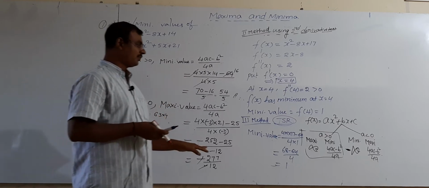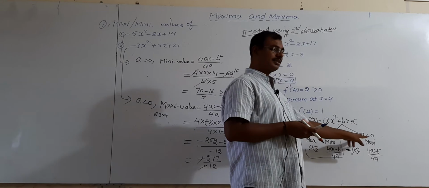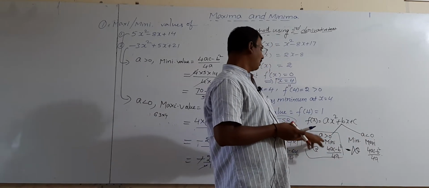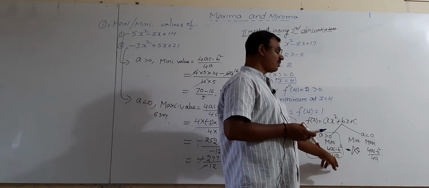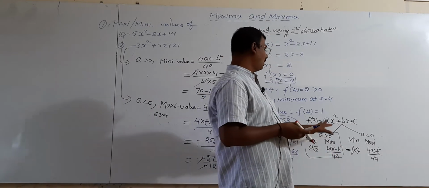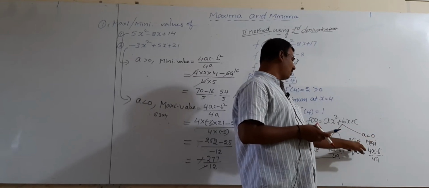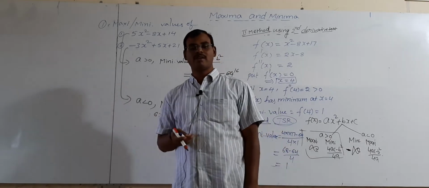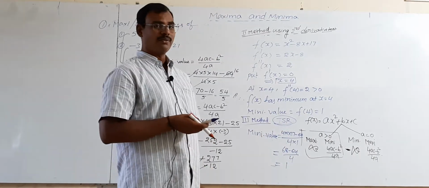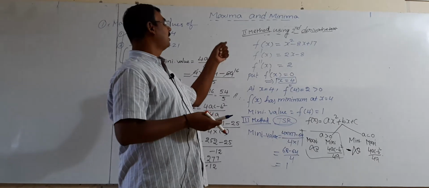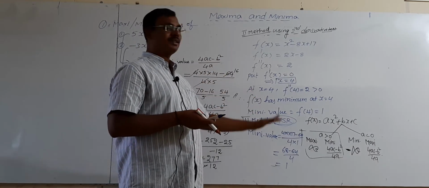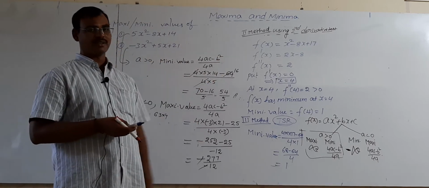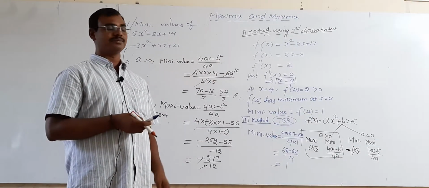Whenever you see the quadratic form, you observe only two conditions. If a greater than 0, maximum is infinity, minimum is (4ac minus b square) by 4a. If a is less than 0, minimum is minus infinity, maximum is (4ac minus b square) divided by 4a. Are you following? If you feel any difficulty in this method, you follow either the first derivative test or second derivative test. In theory, we used this method.